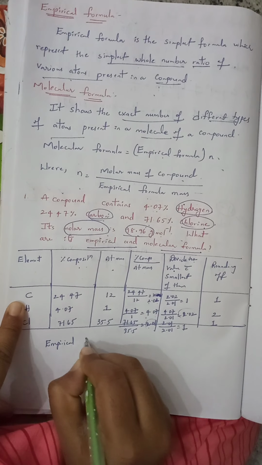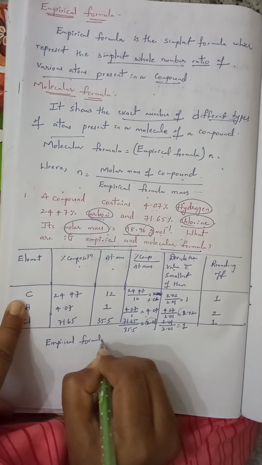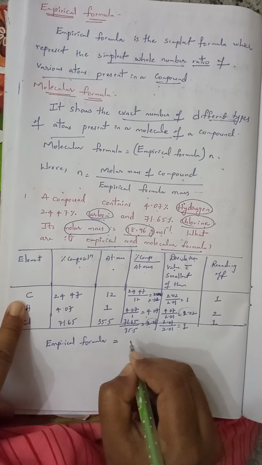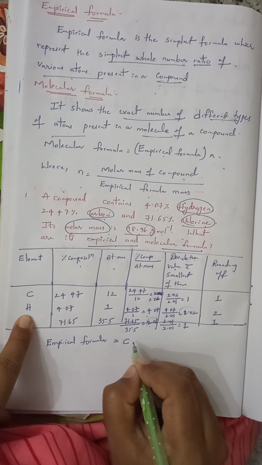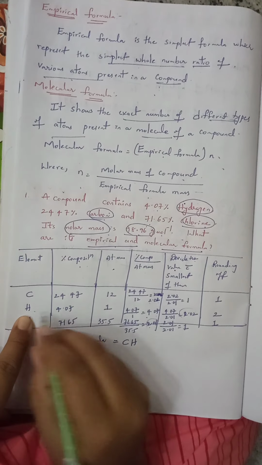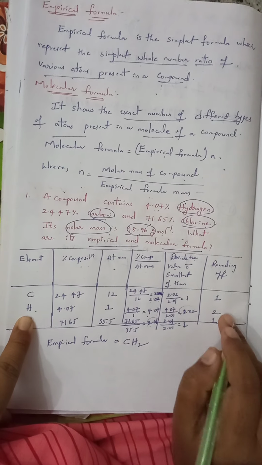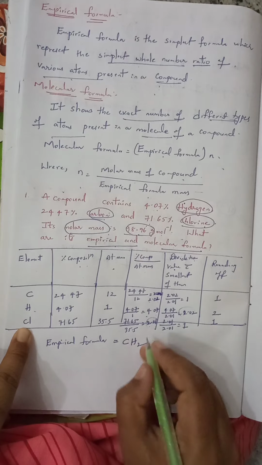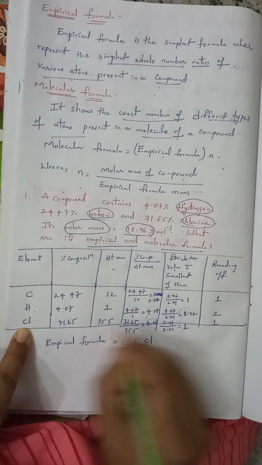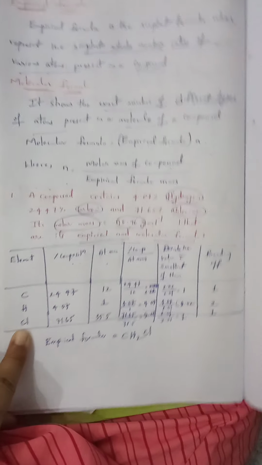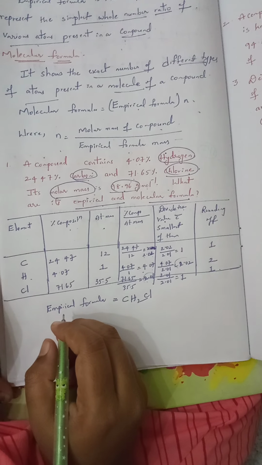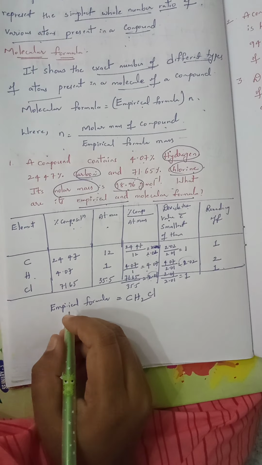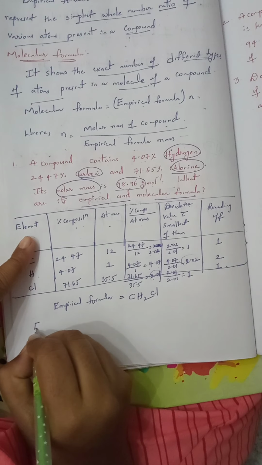That means the empirical formula we are writing: only one carbon is there, so directly you will write C. Hydrogens next. How many hydrogens? The number you got here is 2, so you write 2. And Cl only 1, so you can leave it like this, Cl. Now we got the empirical formula. By using that, can we find the empirical formula mass? Easily we can find it.